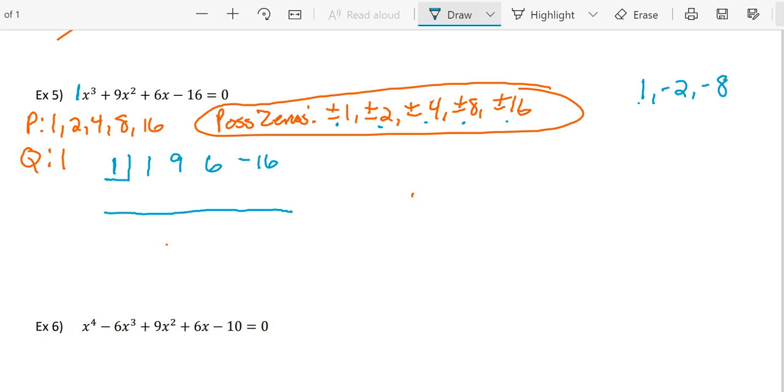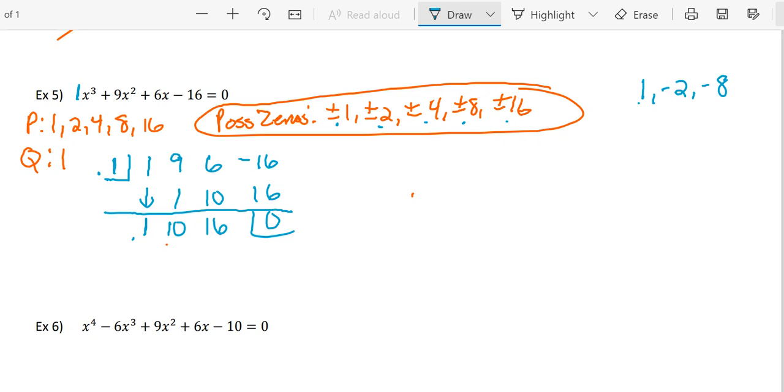Remember, when you do the synthetic division, the first number just comes straight down, so it's 1. 1 times 1 is 1. We get 10, 10, 16, and then we get 0. As long as your remainder is 0, or you don't have a remainder, that means that this is a root, or it's a factor. It goes into it evenly.